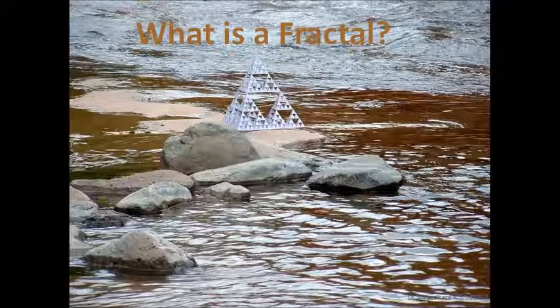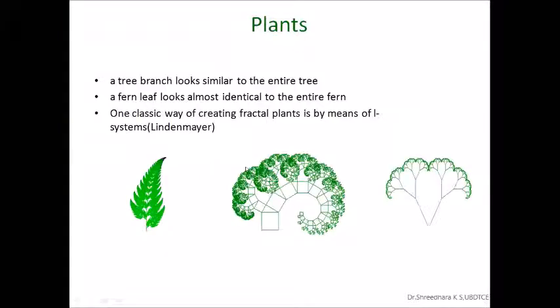So by nature, if you see so many such types of objects, a tree branch looks similar to the entire tree. So there is a symmetry maintained. If you see even a small leaf, symmetry is maintained throughout that leaf.